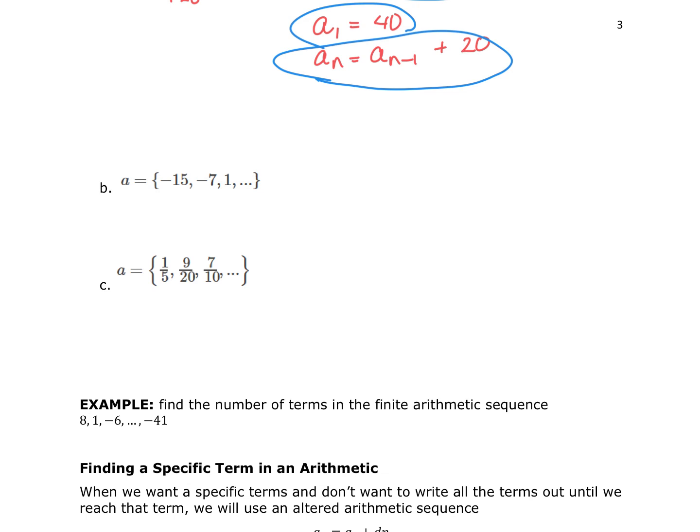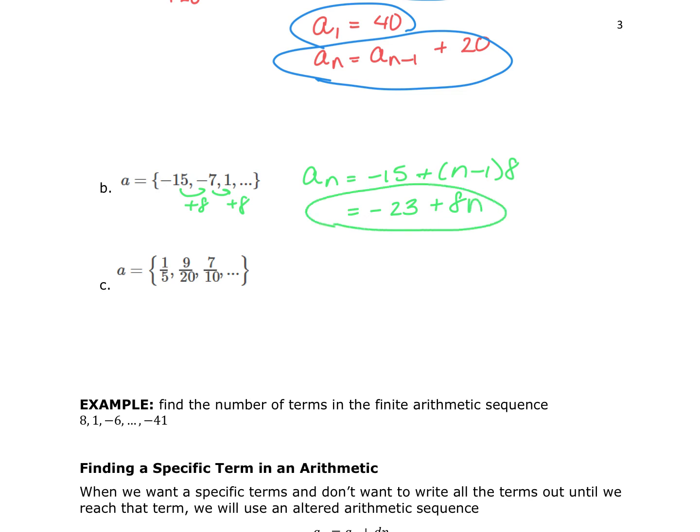So let's take a look at the next one. So between negative 15 and negative 7, this is not alternating because they're both negative. It's clearly not alternating. And to get from negative 15 to negative 7, I added 8. From negative 7 to 1 is adding 8. So my a sub n is going to be negative 15 plus n minus 1 multiplied by my difference of 8. Just kind of combining this up a little bit, I'm going to get negative 23 plus 8n. And there it is in a nice, concise, closed or explicit formula.